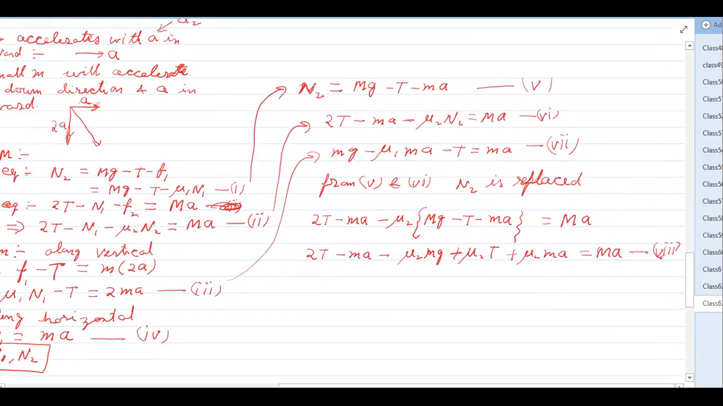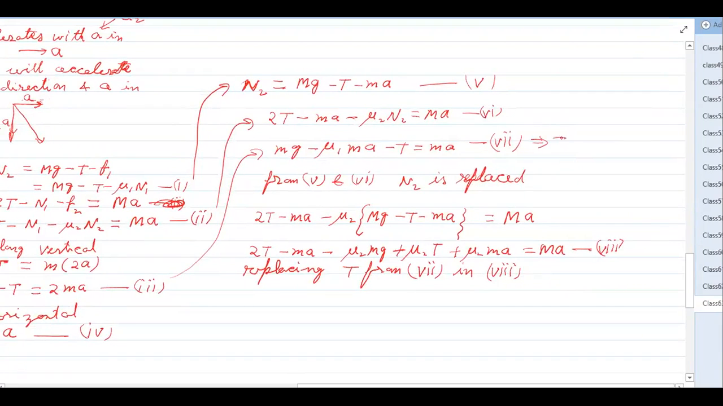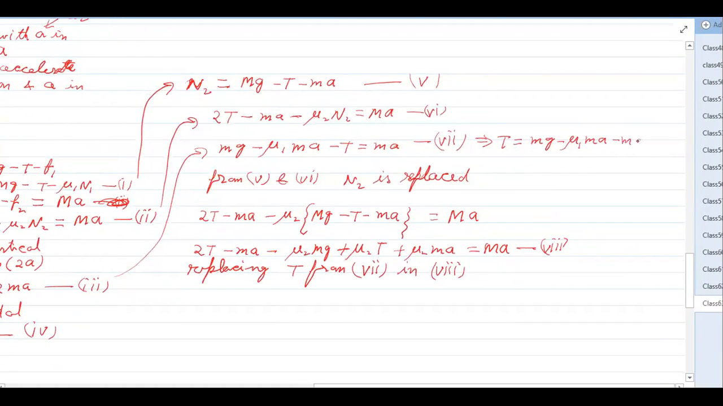Now equation 8 and equation 7, if you see, we have only two unknowns. One is tension and second is A. So we can replace the tension, replacing T from equation 7 in 8. Okay, so this is the thing we have to do. If you replace tension, T will be equal to Mg minus mu1 Ma minus Ma. So this thing we have to put.